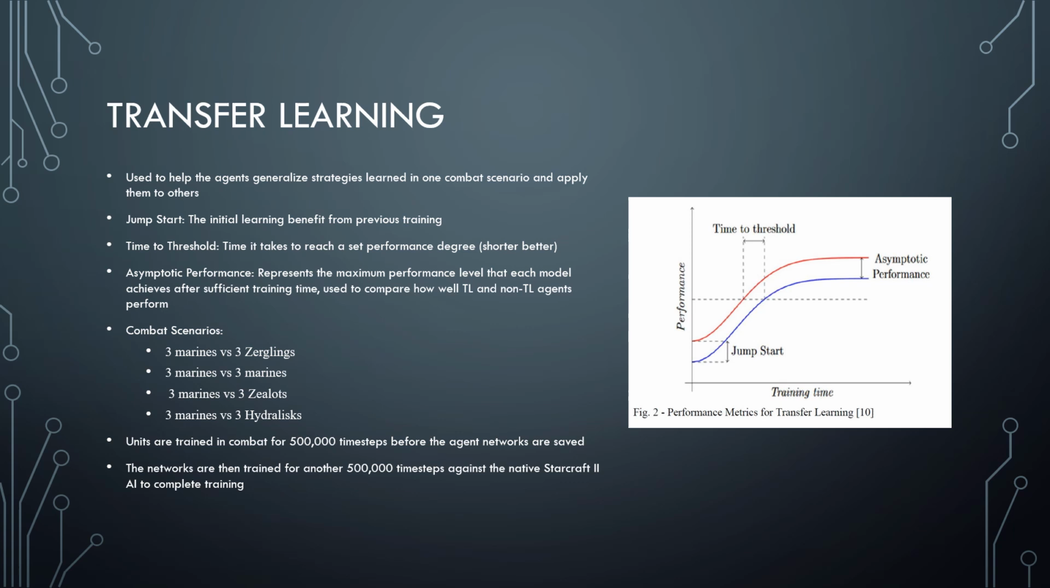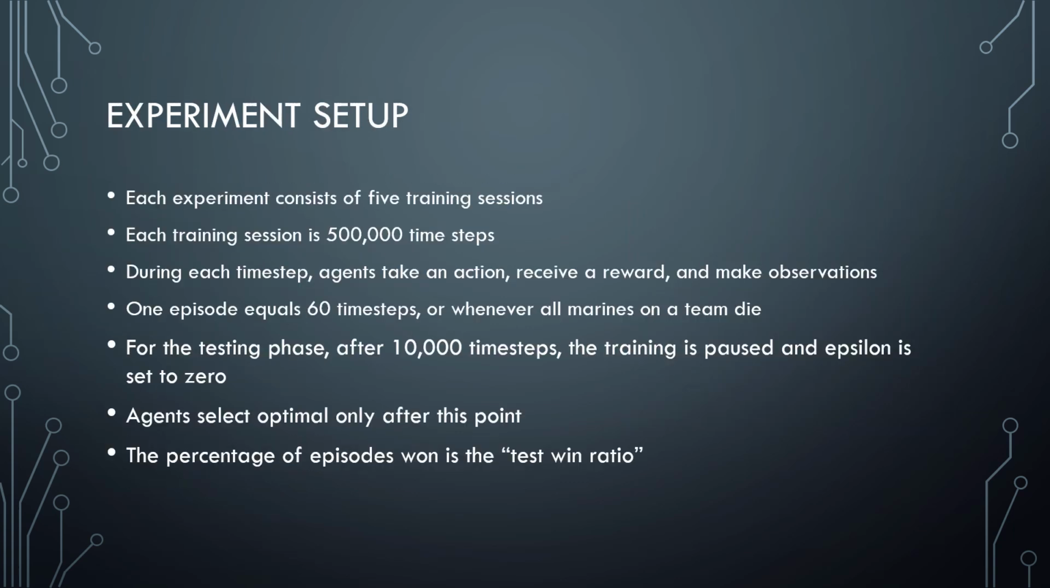The way it works in the experiment is that units are trained in combat for 500,000 time steps before the agent networks are saved, and then the networks are trained for another 500,000 time steps against the native StarCraft 2 AI to complete their training. Alright, so each experiment will consist of 5 training sessions. Each training session will be 500,000 time steps, during which agents will take an action, receive a reward, and make observations. One episode will be 60 time steps, or whenever all Marines on a team die.